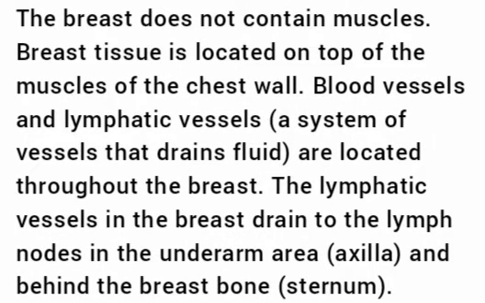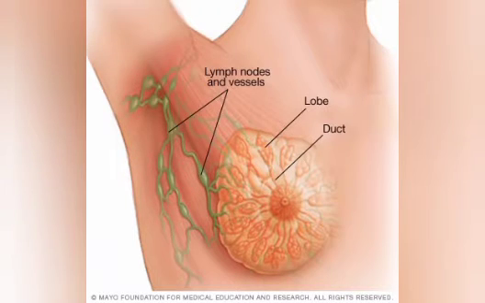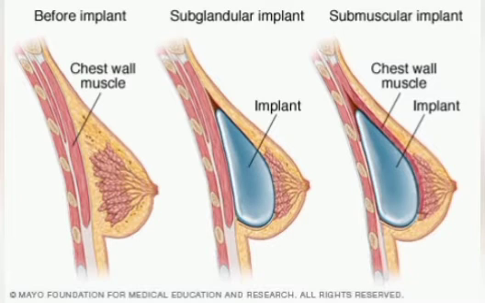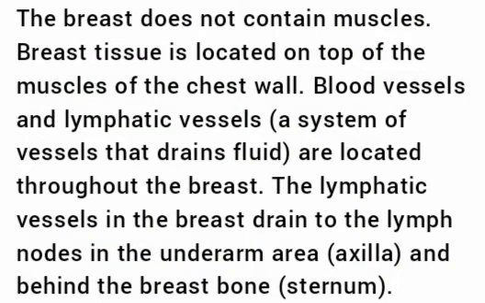Breasts do not contain muscles. Breast tissue is located on top of the muscles of the chest wall. Blood vessels and lymphatic vessels, that is, a system of vessels that drains fluids, are located throughout the breast. The lymphatic vessels in the breast drain to the lymph nodes in the armpit area, that is the axilla, and behind the breastbone, that is the sternum.